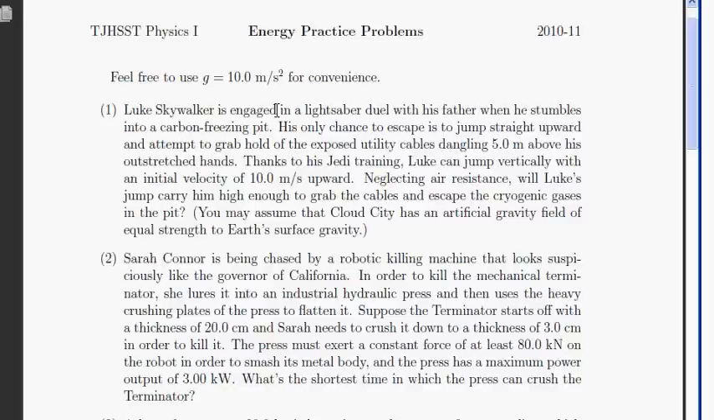Alright everyone, it's me, Dr. Smith, in a very loudly air-conditioned room. We're going to do some practice problems for energy and momentum and all that crap. So, these are the problems that I wrote. I will be doing a separate set for Mr.